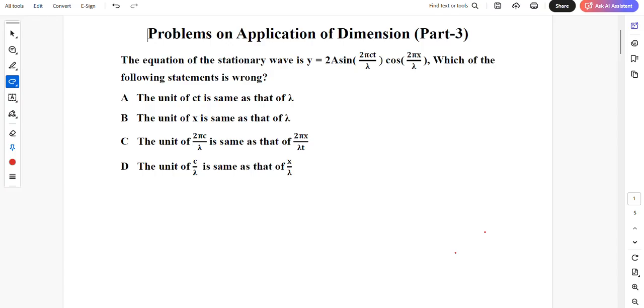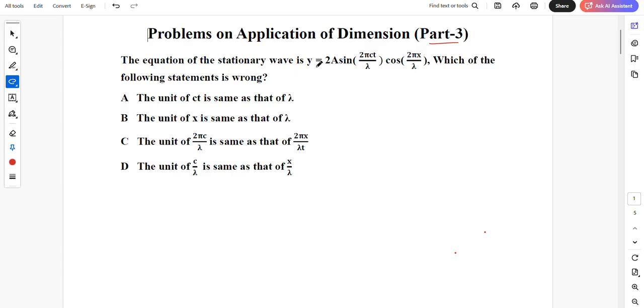Today we'll be seeing some important problems on the topic application of dimension, which comes under the units and dimensions chapter. This is part 3 of the video. Kindly do visit the previous parts also so that you can understand the problems on units and dimensions. Okay, this is the first problem.